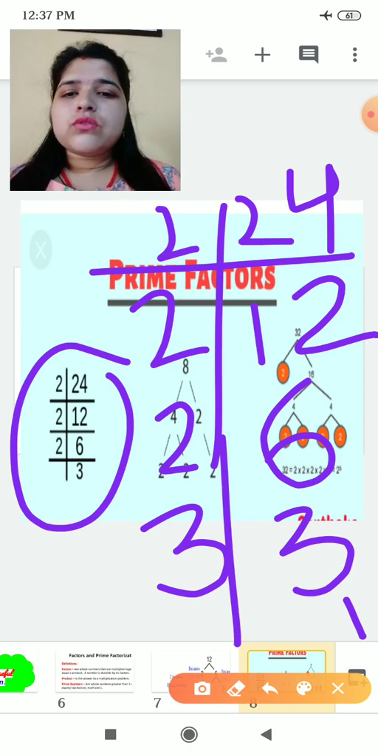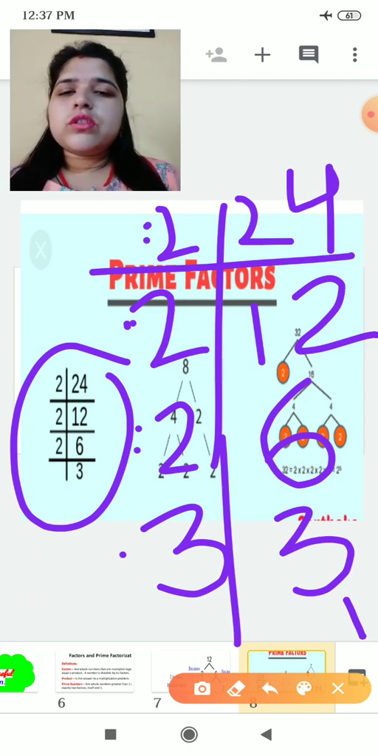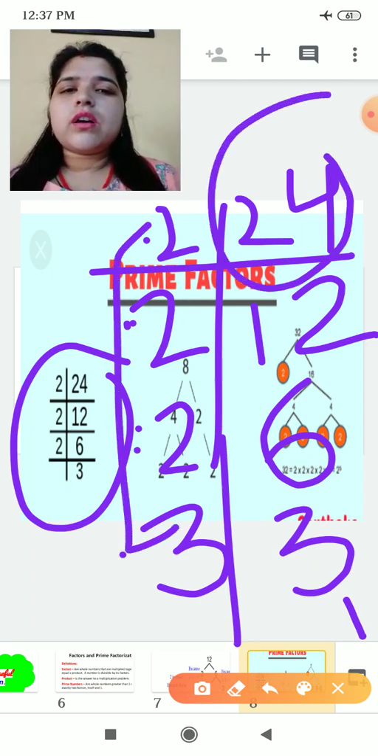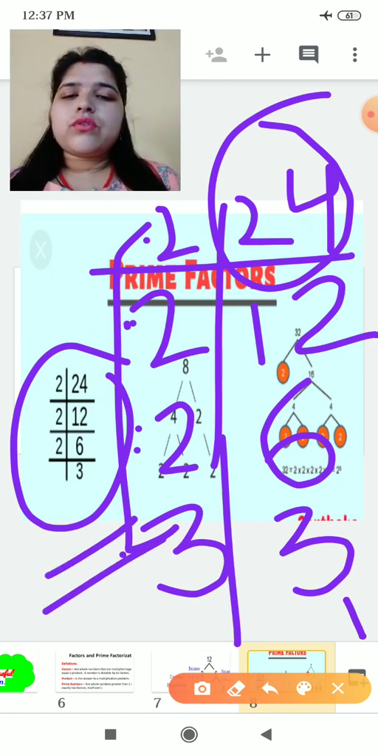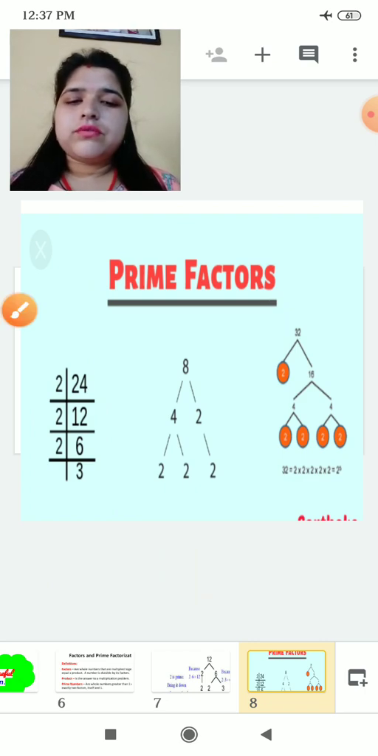Okay. So what is the factor of 12? You see, multiply this. 2 2 ja 4, 4 2 ja 8, 8 3 ja 24. So this answer will be this only. Then only the answer will be correct. Okay, the question will be correct. So this is the prime factor of the given numbers.